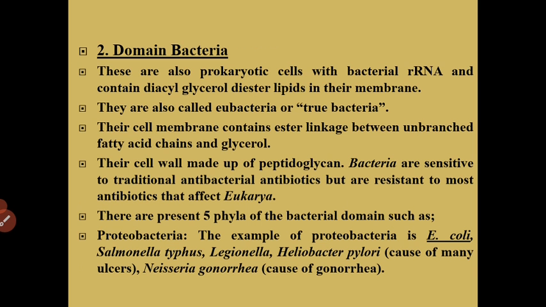Now there are 5 phyla of the bacterial domain: Proteobacteria, Cyanobacteria, Eubacteria, Chlamydias, Spirochetes. Let's see Proteobacteria. Examples of Proteobacteria are E. coli, Salmonella typhi, Legionella, Helicobacter pylori, which is causing many ulcers. Okay, there are many other things also. N. gonorrhoeae, which causes gonorrhea.